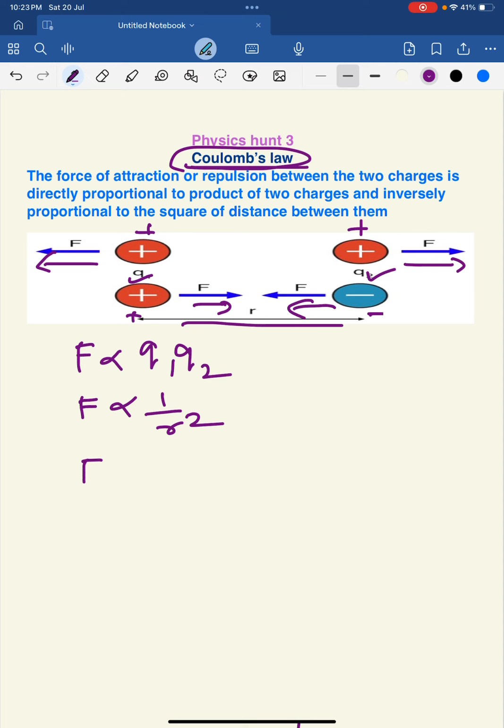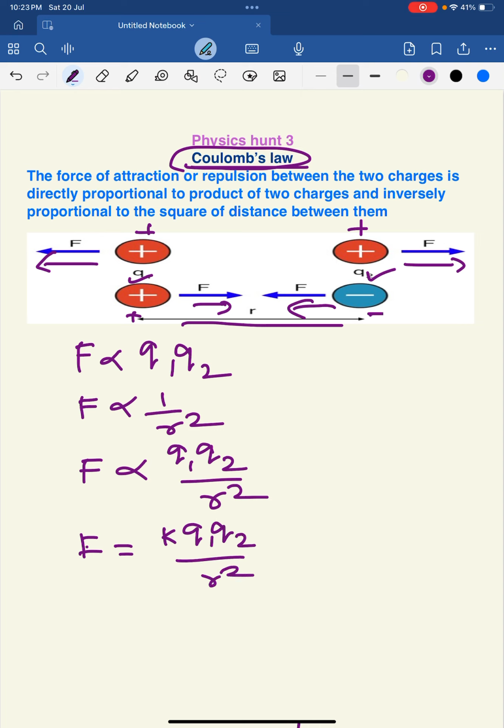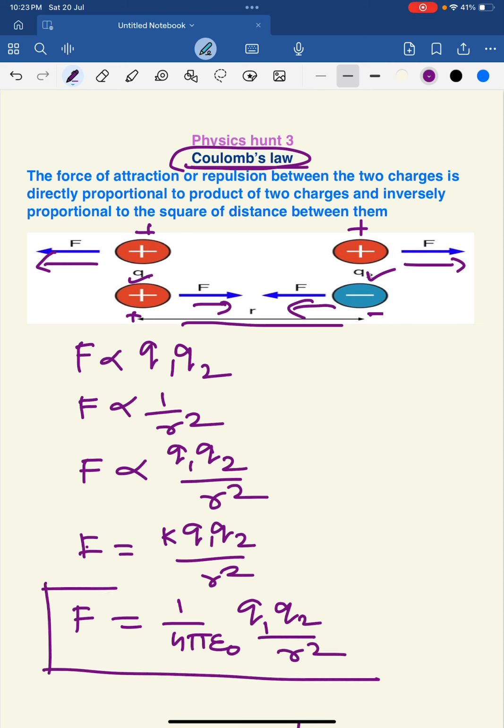Now I'm going to combine these two relations. Therefore, F is proportional to Q1 Q2 by R square. Now I'm going to remove this proportionality. For that, I take F equal to some constant K into Q1 Q2 by R square, where K is equal to 1 by 4 pi epsilon naught. So F is equal to 1 by 4 pi epsilon naught into Q1 Q2 by R square. This is the Coulomb force formula.